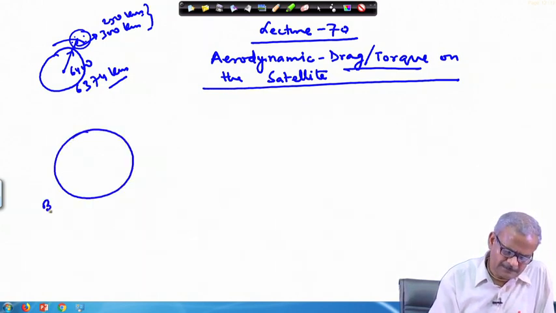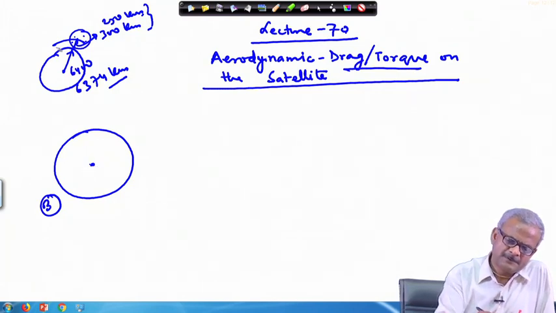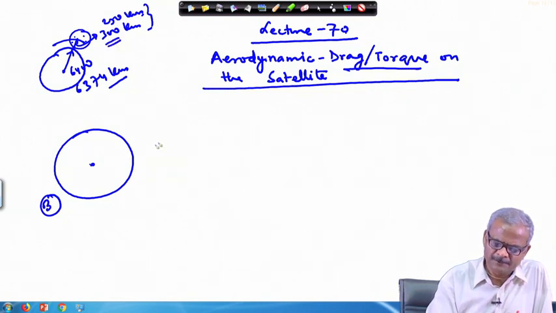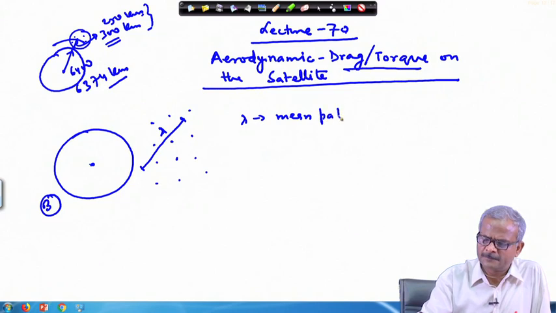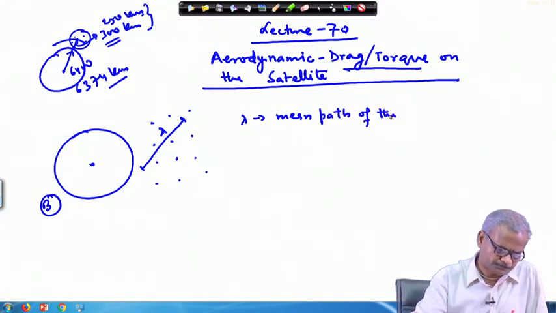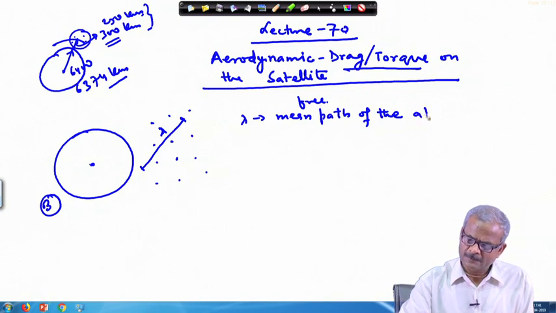So, if this is your body, the satellite body, and it is moving in the atmosphere in the orbit, this is say 250 kilometer or the 300 kilometer orbit, where the atmosphere is considerably rarefied, and molecular distribution may look like this. So, we can have the mean path of the molecule here, lambda, which we call the mean free path of the atmospheric molecule.